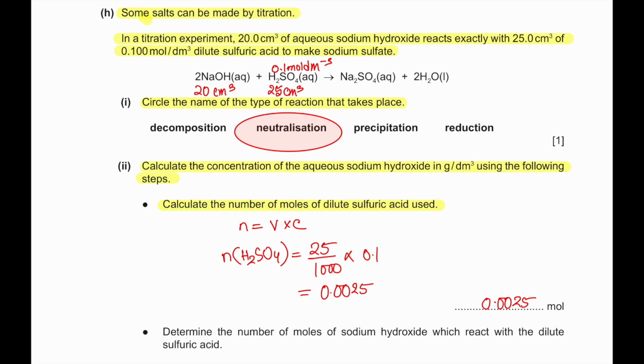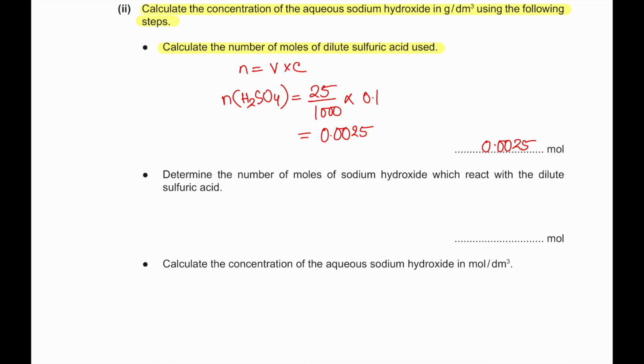Determine the number of moles of sodium hydroxide which reacts with dilute sulfuric acid. So we can see that with the dilute sulfuric acid, the ratio is 1:2. So the number of moles of sodium hydroxide will be double that of sulfuric acid. So number of moles of NaOH will be 2 into 0.0025. So the answer will be 0.005 moles.